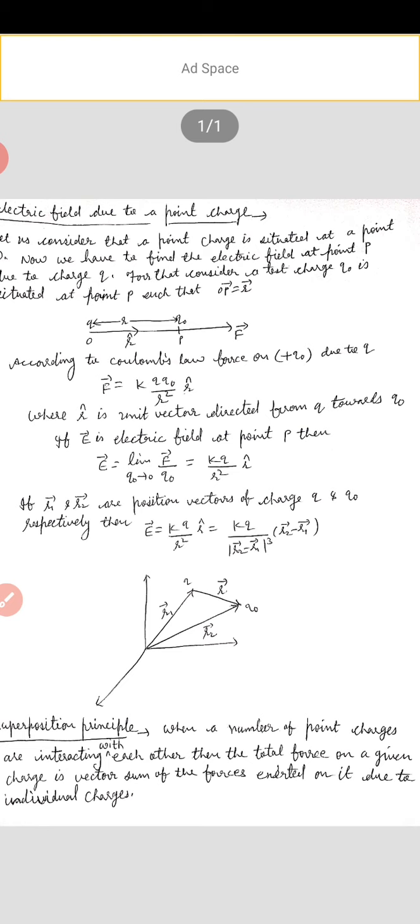Now, in terms of the position vectors, E will be equal to K into Q divided by modulus of R2 minus R1 cube into R2 minus R1. Electric field E is equal to K into Q divided by modulus of R2 minus R1 cube into R2 minus R1.